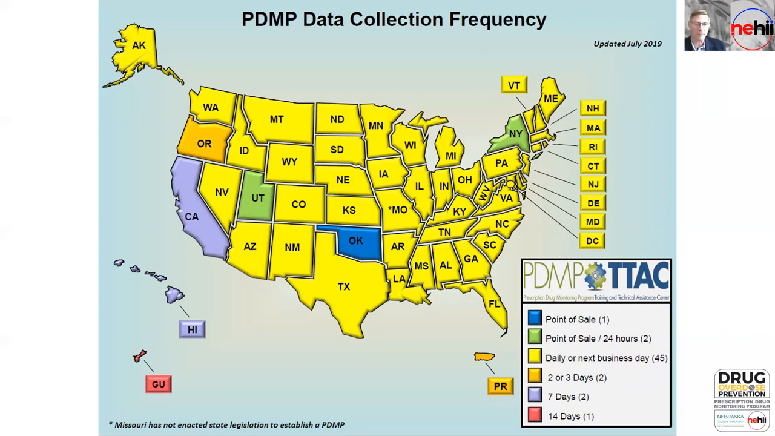So by the time a patient would walk across the street with a forged prescription from pharmacy A and walk into pharmacy B, that prescription information will be identified if the pharmacist or the pharmacy technician looks up the PDMP on that patient. So very powerful information.